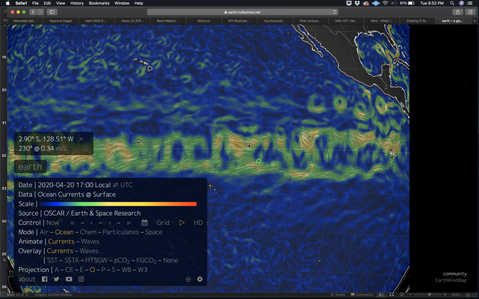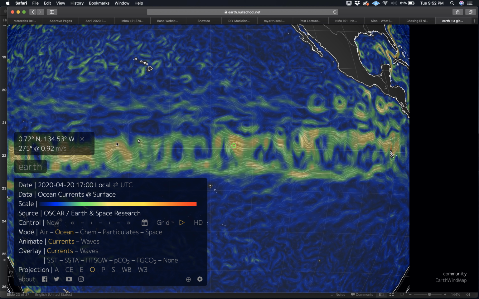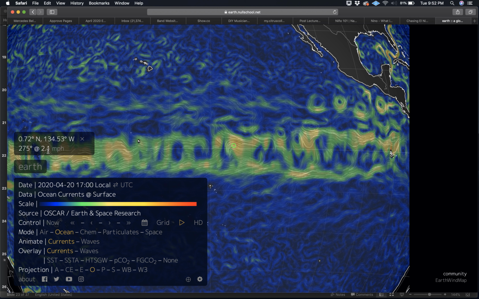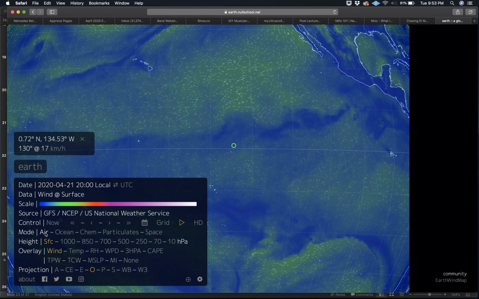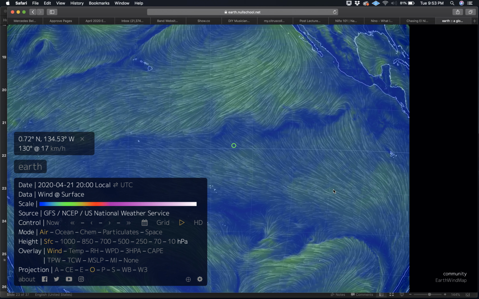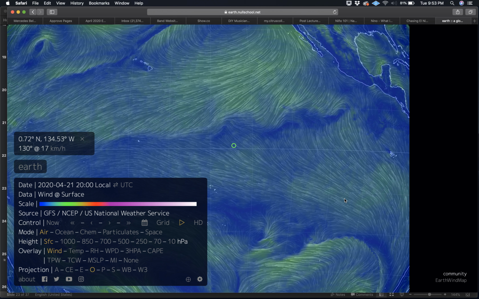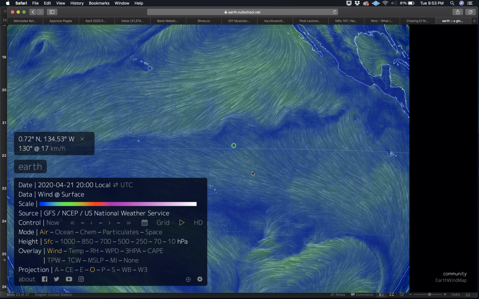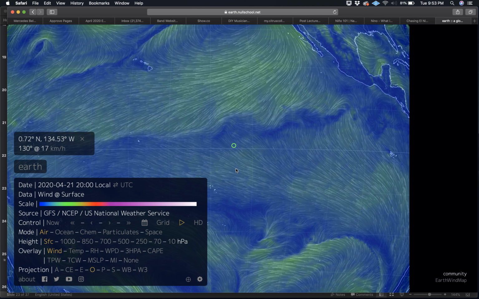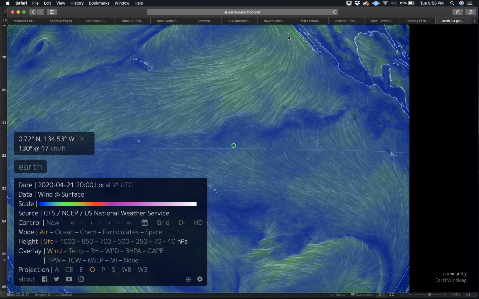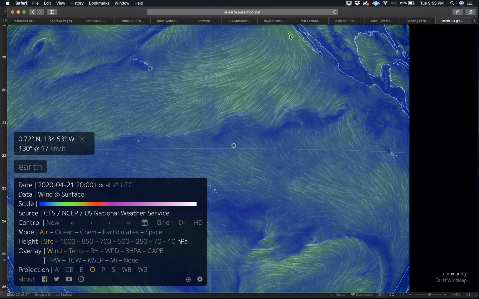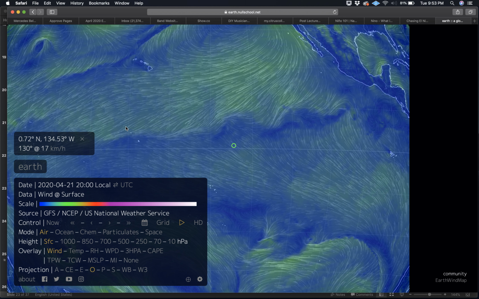So we can zoom in here and see the speed. Right, so this ocean current is moving at about 2.1 miles per hour, and it's paralleling the wind direction. So we can see that here. You have the trade winds from below the equator blowing from southeast to northwest, and you have the trade winds in the northern hemisphere blowing from northeast to southwest.